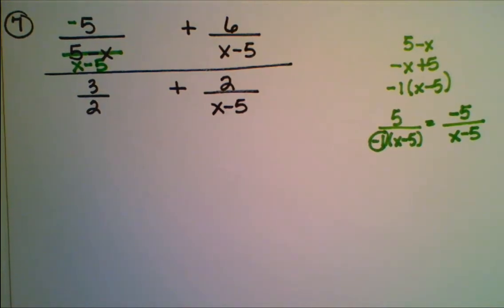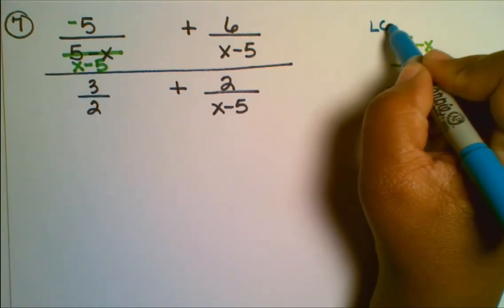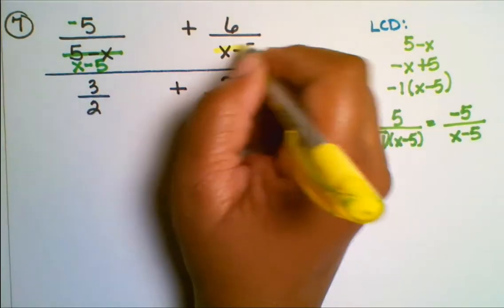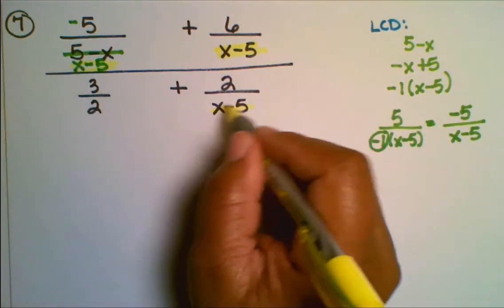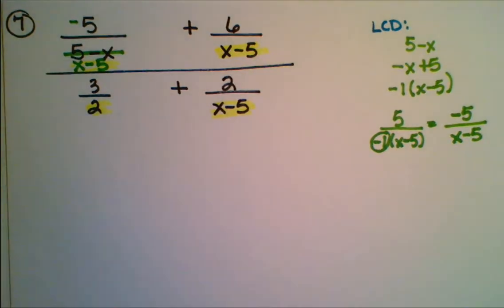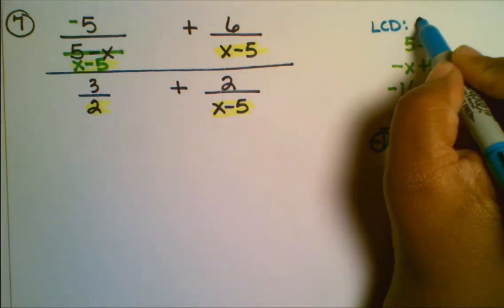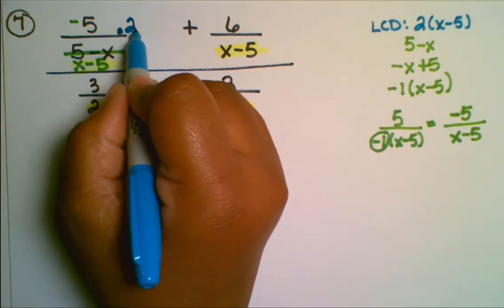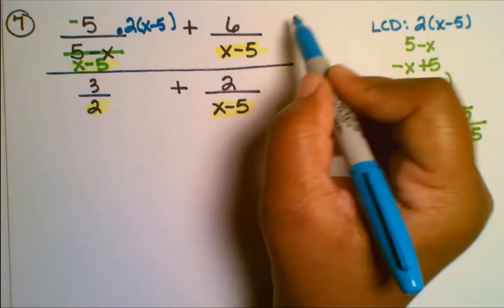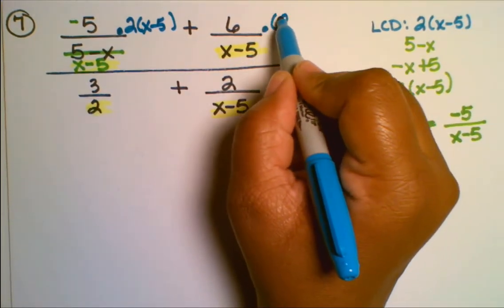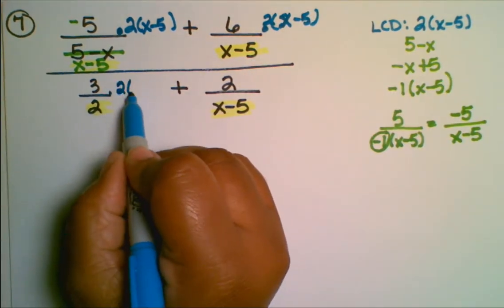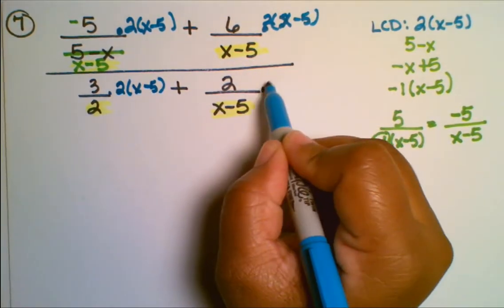So now we can find the LCD. Look at your denominators now. x minus 5, and then we have a 2. So our LCD will be 2 times x minus 5. And we're going to take the LCD and we're going to multiply it to every term we see in this question.